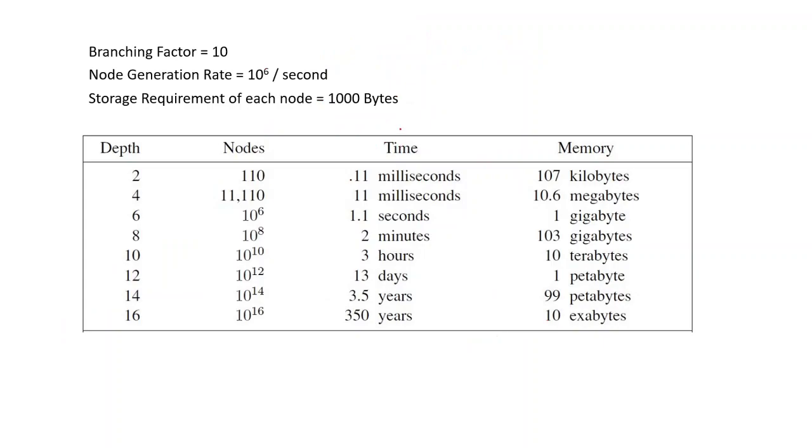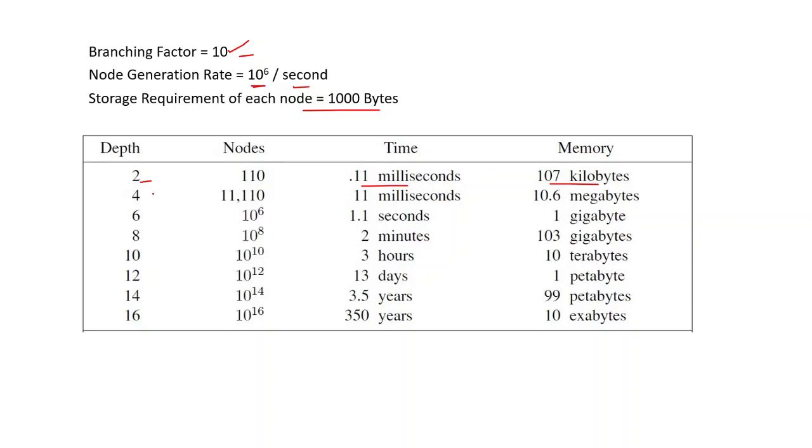Now this is taken directly from the Stuart Russell book on artificial intelligence, which says that if there is a tree that has a branching factor of 10, that is each node contains 10 children, and the node generation rate, that is the number of nodes generated per second, is 10 to the power 6, and the storage requirement of each node is considered to be 10,000 bytes, then at depth 2, the time requirement will be 11 milliseconds and the memory required will be 107 kilobytes.